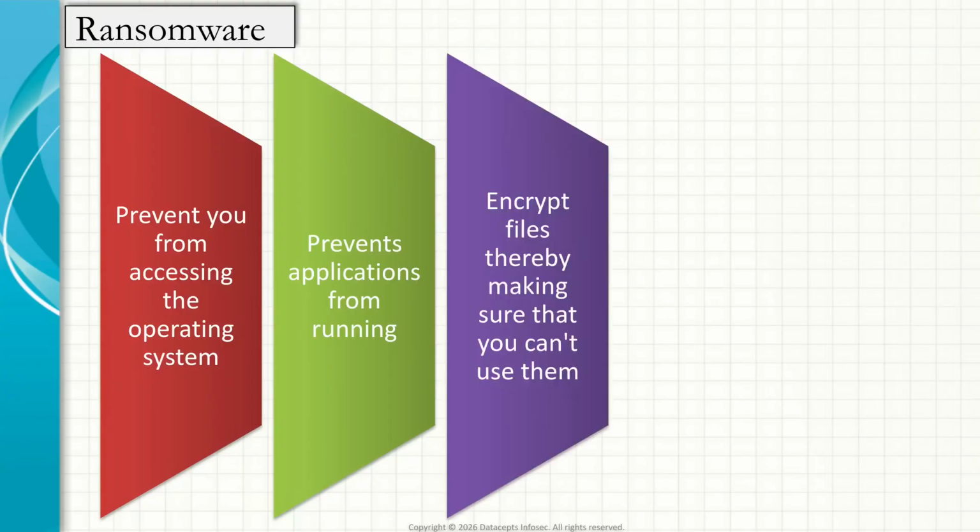Encrypt files, thereby making sure that you can't use them. This is one of the most common ransomware behaviors. The attacker encrypts documents, images, databases, and other valuable files so that they become unreadable without the decryption key, which means the data is still present but practically useless to the victim.